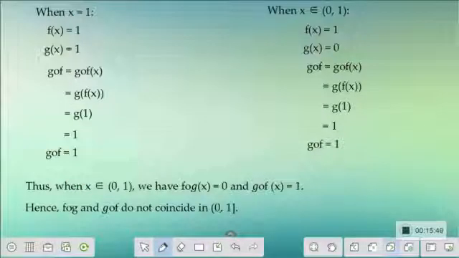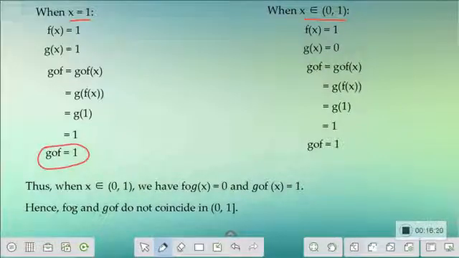Now for our convenience, I have rewritten the values of f of x and g of x once again here. So we have the same conditions, that is x equal to 1 and x belongs to the open interval 0, 1. Now let's try to find the value of g composite f. So g composite f of x is equal to g of f of x. Now we have here f of x is 1, so it is g of 1. Again g of 1 is also 1. So this tells us g composite f is equal to 1.